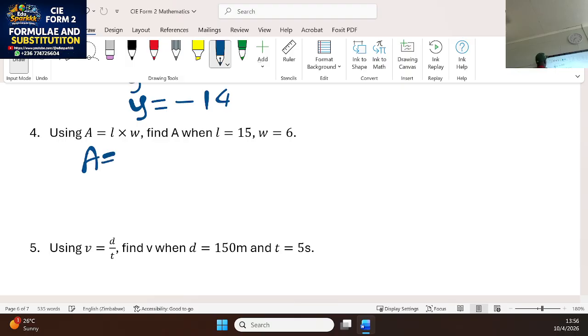Then next, using A equal to L times w, which is area of a rectangle, find A when our L is 15 and our w is 6. So we know when we multiply that, the result is 90.